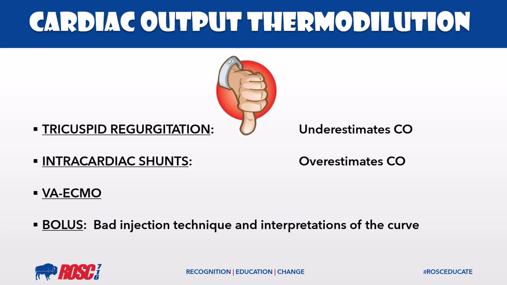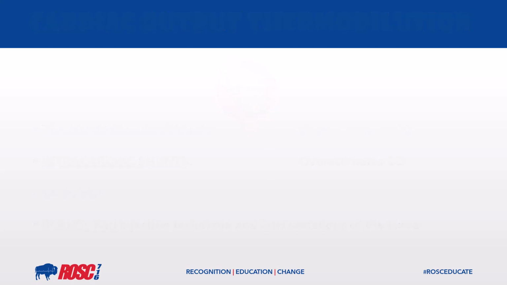And there are downfalls of cardiac output thermal dilution as well. If there's severe tricuspid regurgitation, the PA catheter will underestimate the cardiac output. If there's intracardiac shunts like a VSD, the PA catheter will overestimate the cardiac output. PA catheters in VA ECMO obviously alter the majority of the hemodynamics. However, the continuous SvO2 and some filling pressures may still be able to be utilized. In addition, if you're doing the manual injectate method, using a bolus technique, a bad injection technique can alter your interpretations and values of cardiac output.